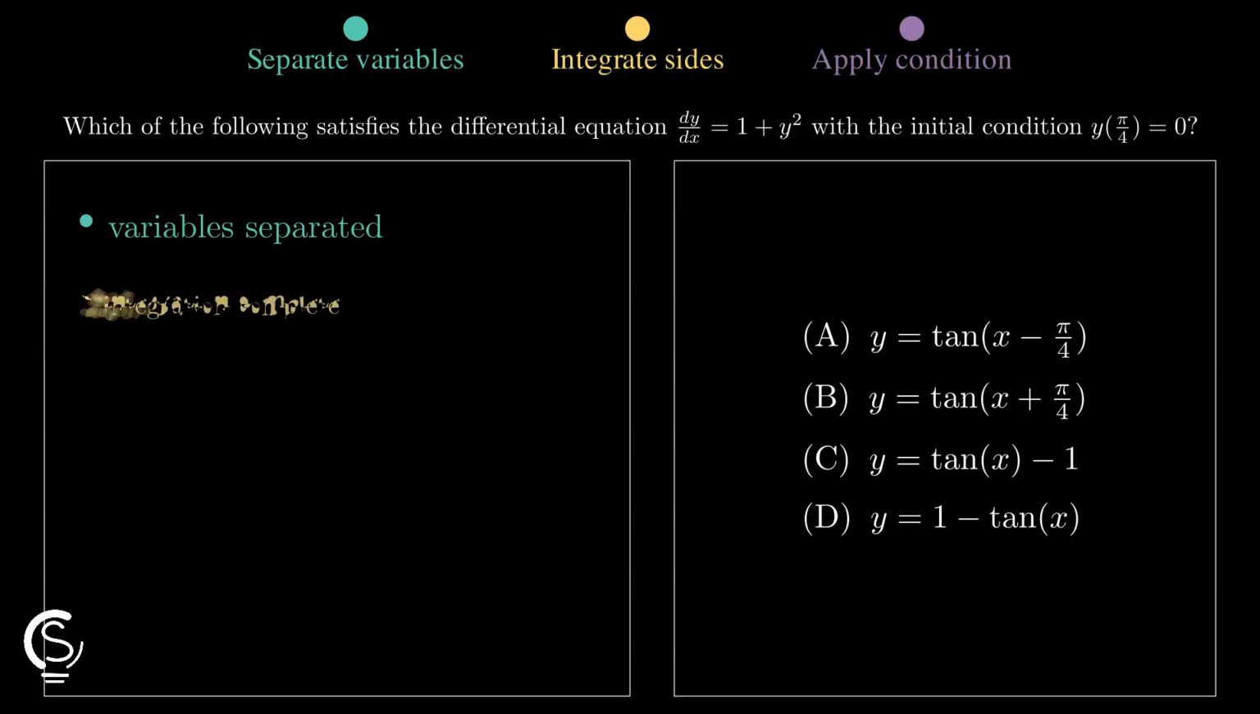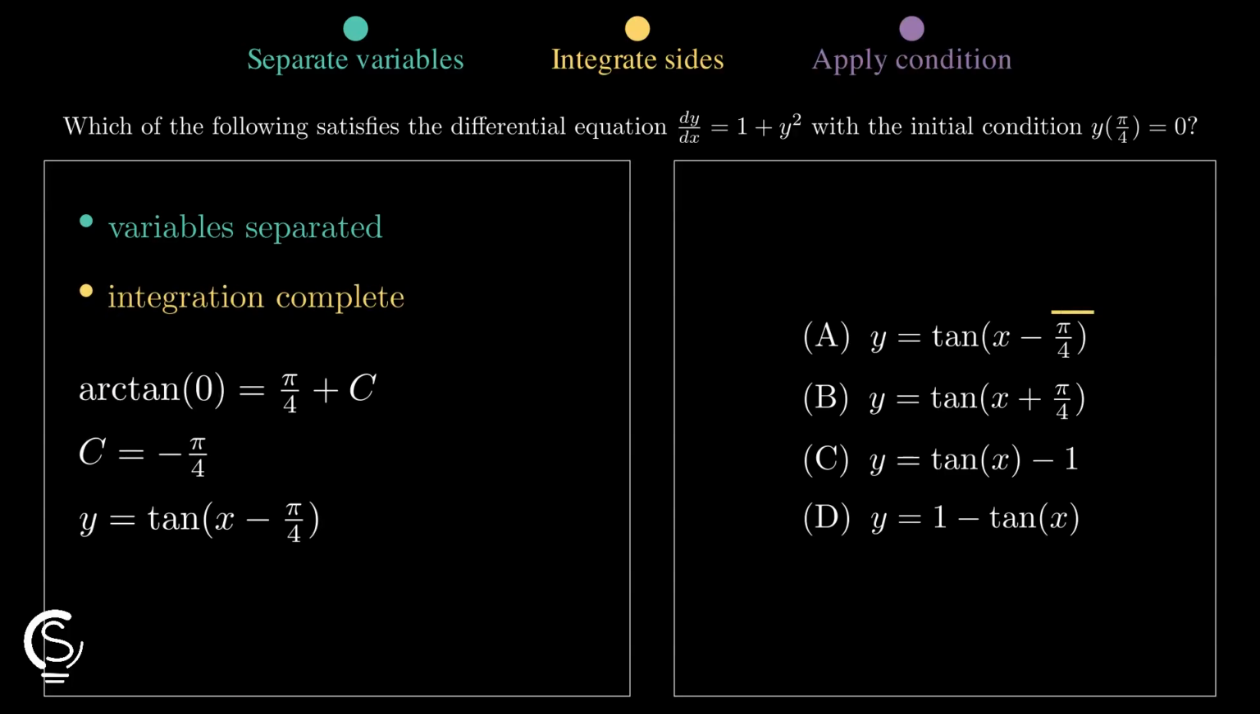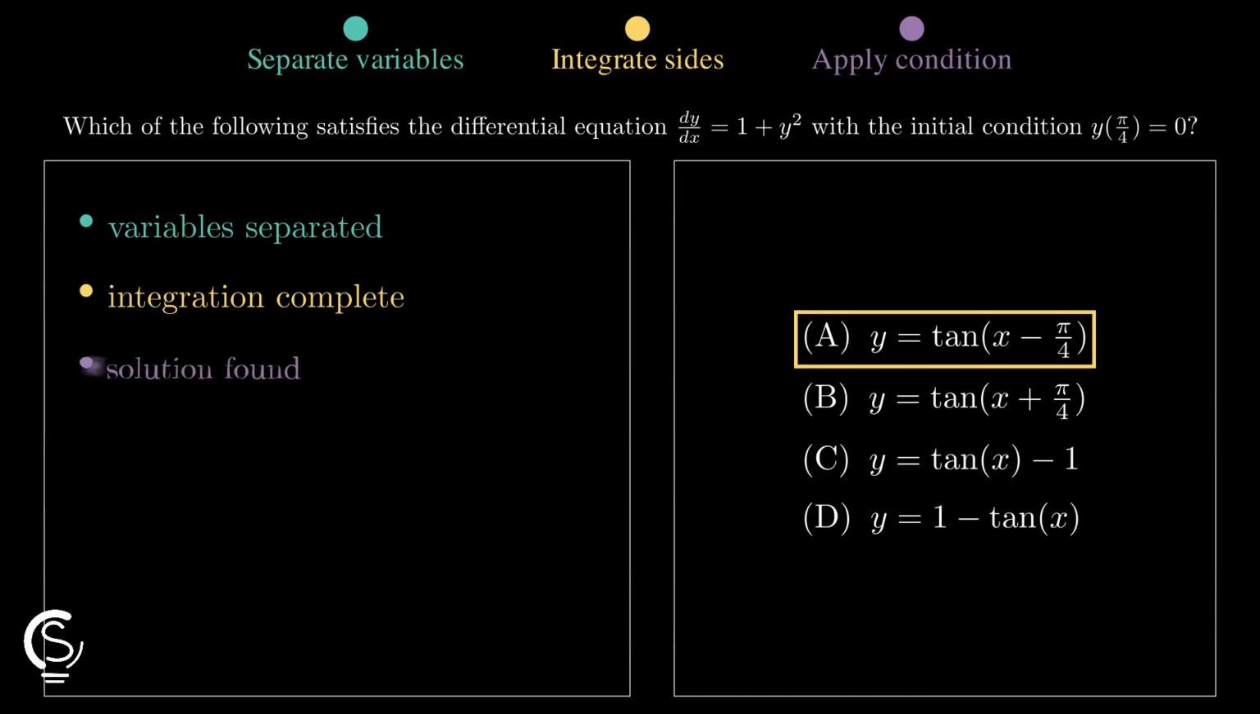Finally, use the initial condition to find c. Plugging in pi over 4 for x and 0 for y gives c equals negative pi over 4. Solving for y works.